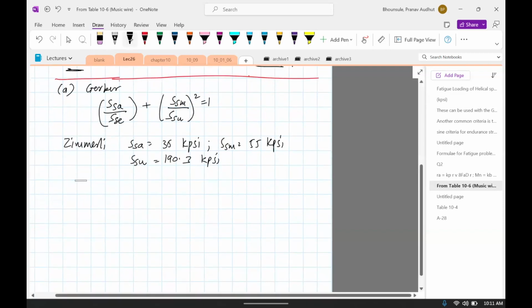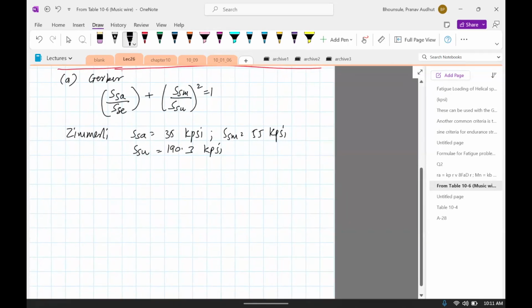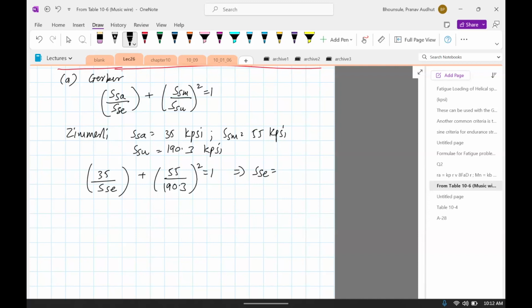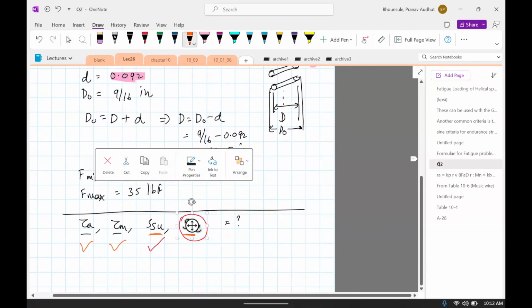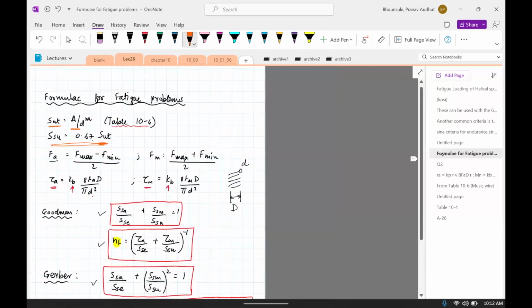So here we are. So we have SSA. I'm just going to substitute in the formula: 35 divided by SSE plus 55 divided by SSU. Well, SSU is 190.3, squared, equals 1. From that, we can compute SSE to be 38.2 kpsi. So that's step 1. Now that we have SSE, that basically gives us everything we need.